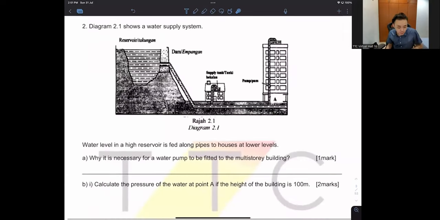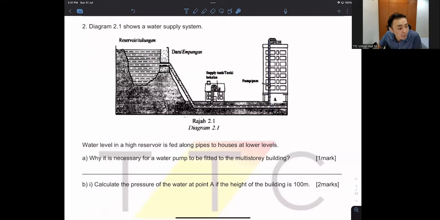Next one. Number two. Diagram 2 shows a water supply system. The water level is high in the reservoir, and the water flows along the pipe to houses at lower levels. Why is it necessary for the water pump to be fitted to the multi-story building? Why do you put a pump at a multi-story building, like your condominium?